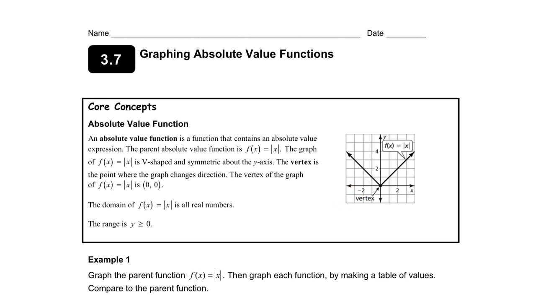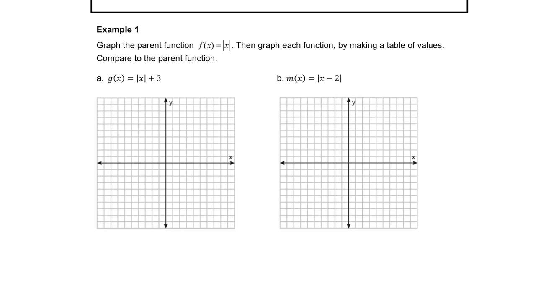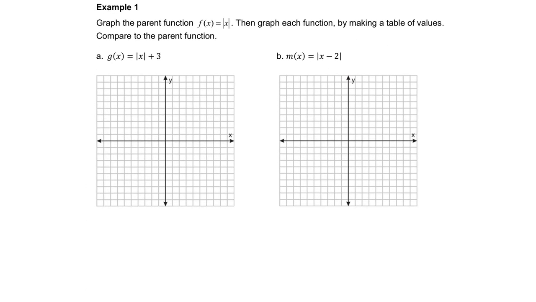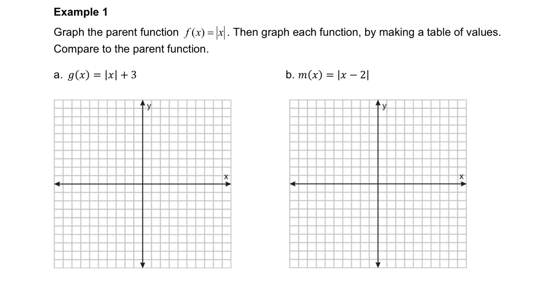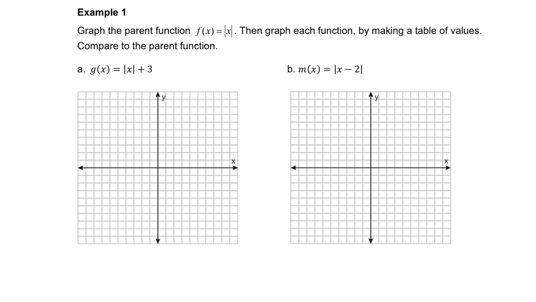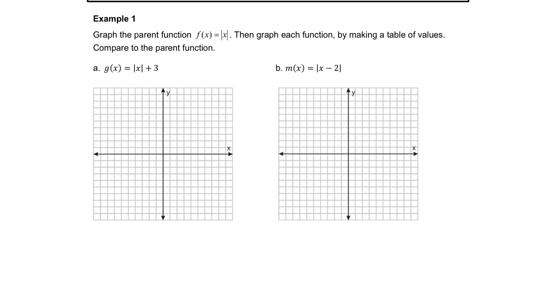So let's go ahead and get into example 1, which is some graphing. All right, example 1 says graph the parent function of f of x equals the absolute value of x. Then graph each function by making a table of values and compare it to the parent function. So I'm going to graph my parent function here. I'm going to graph mine in black just because it'll be a little helpful here.